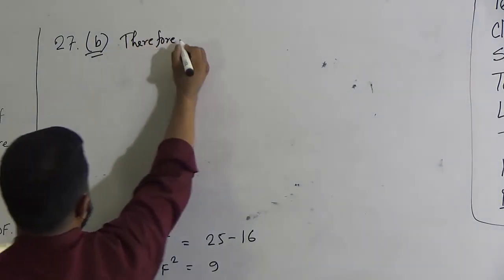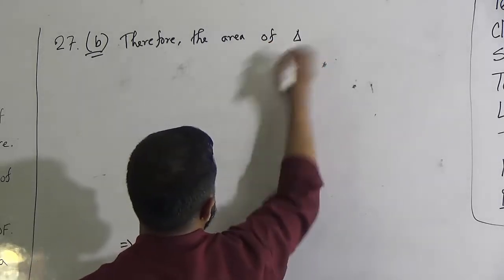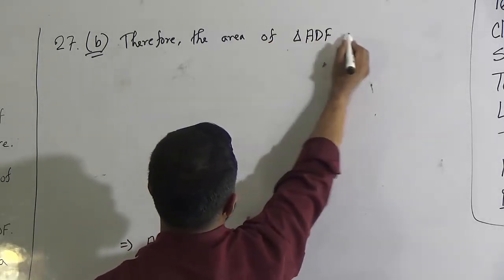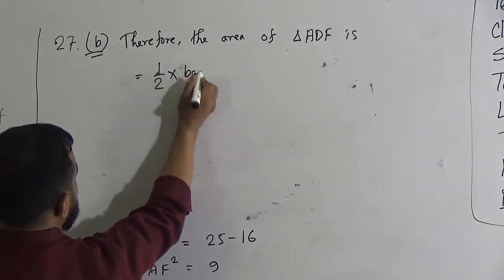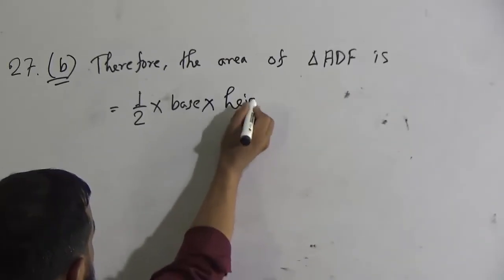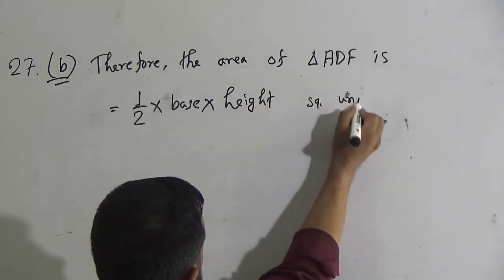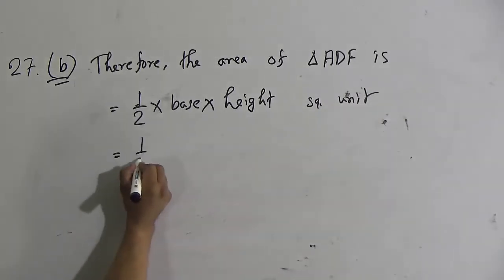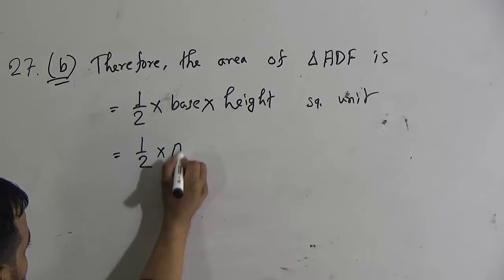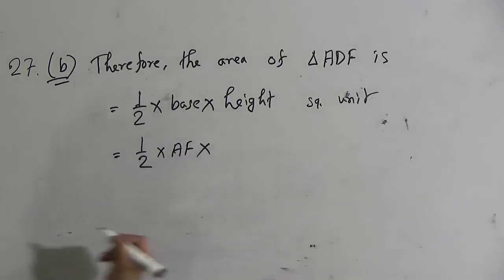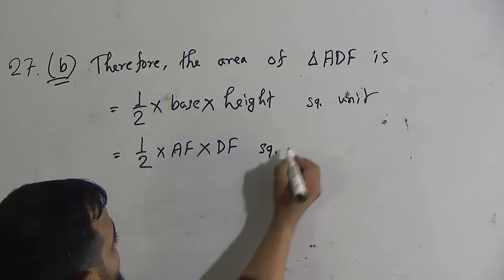Therefore, the area of the triangle ADF is equal to half multiply base multiply height square unit. Okay, that's equal to half base. The ADF base is AF, so write down AF here. Multiply height. Height is what? Height is DF. Here the unit is meter.